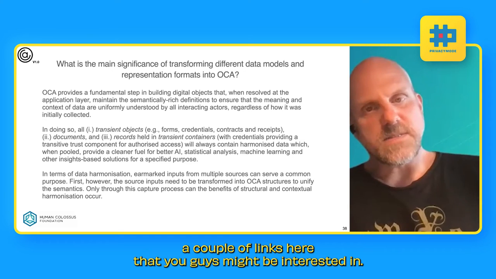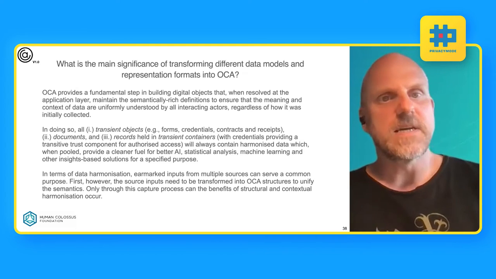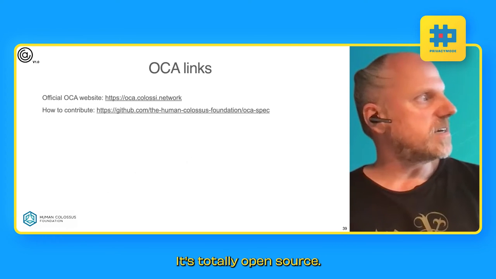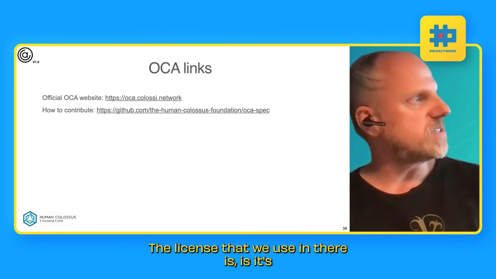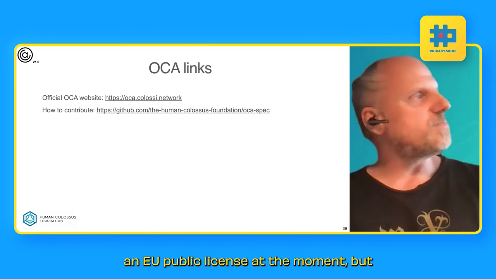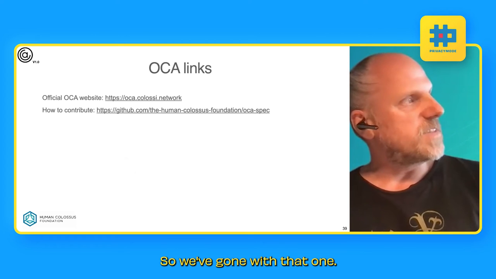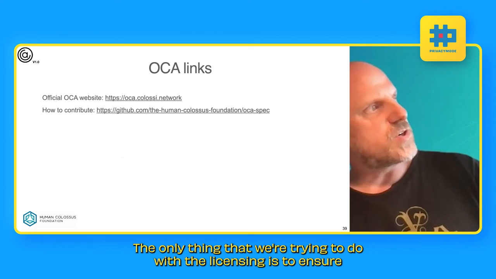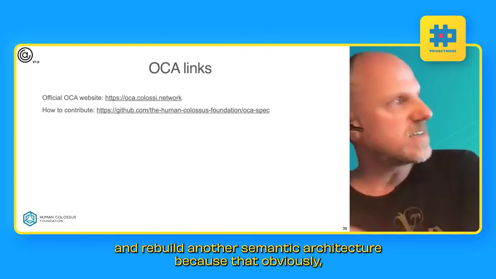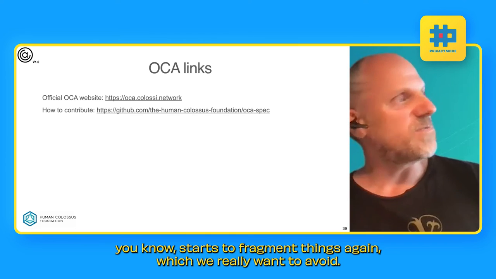There are a couple of links here that you might be interested in. I've got the official OCA website there, so you can take a look at that, and also how you can contribute to the OCA specification. It's totally open source. The license that we use is an EU public license at the moment, but it's pretty much the most friendly license you could possibly use, so we've gone with that one. The only thing we're trying to do with the licensing is to ensure that people don't just take the code and rebuild another semantic architecture, because that starts to fragment things again, which we really want to avoid.